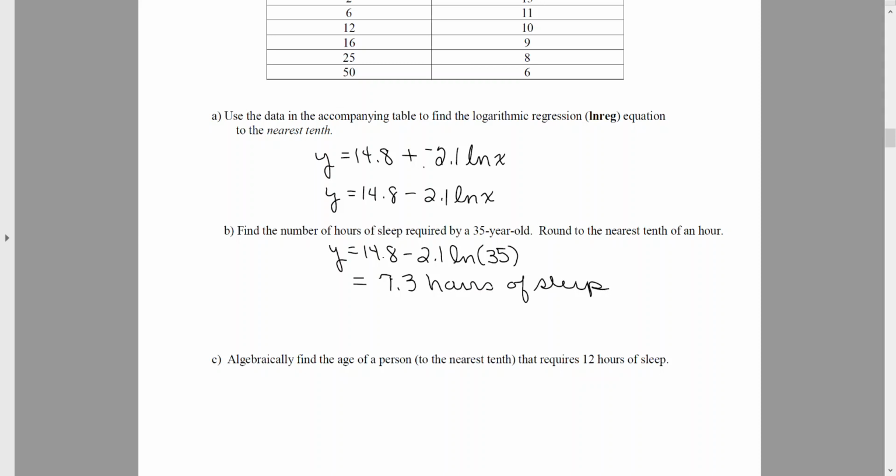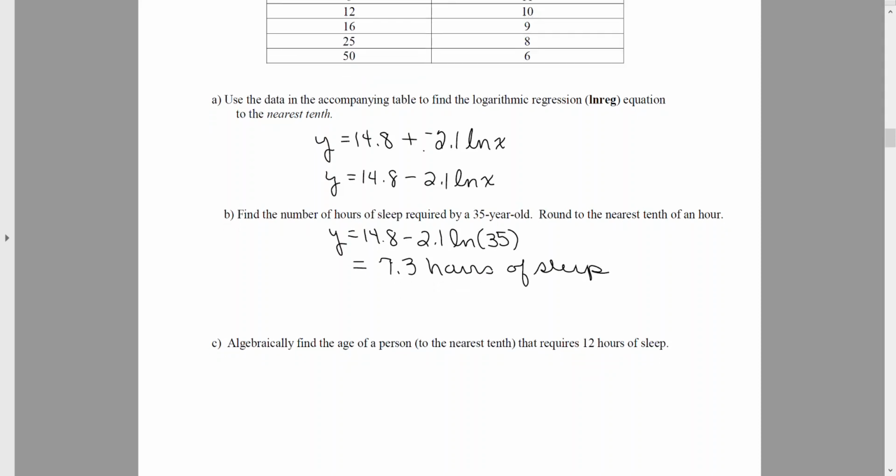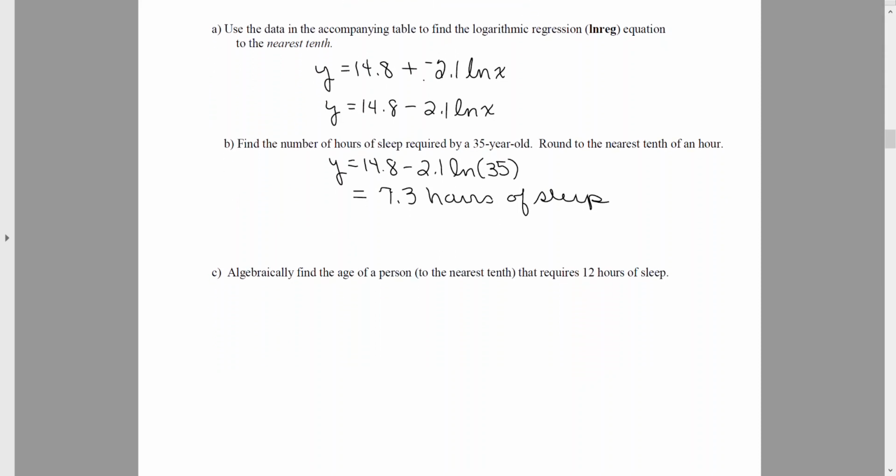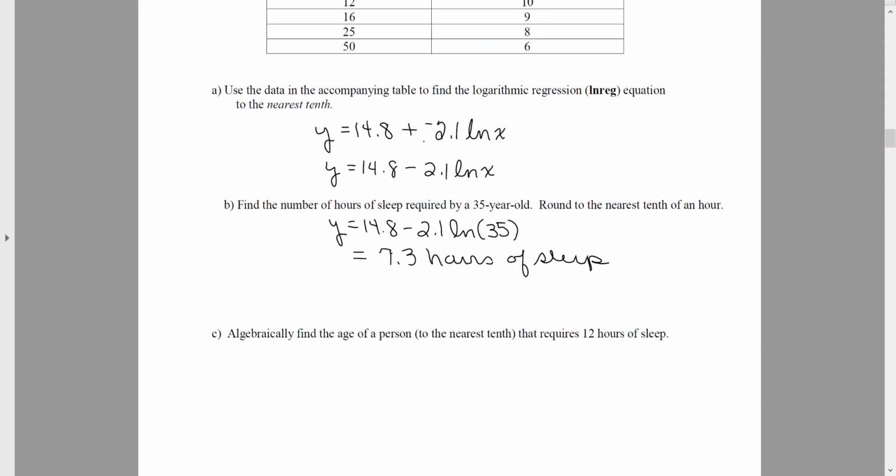Okay. And then the last question, algebraically find the age of the person. So now we're looking for x, that was the age of a person that requires 12 hours of sleep. So we go back up to our equation that we came here with, this one, and we're going to plug in the y is 12 now.